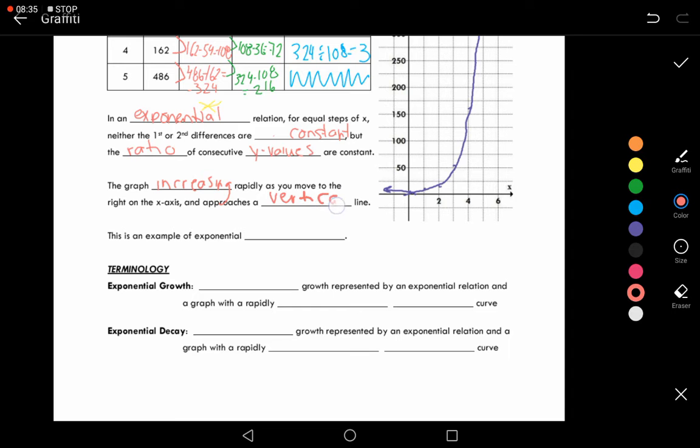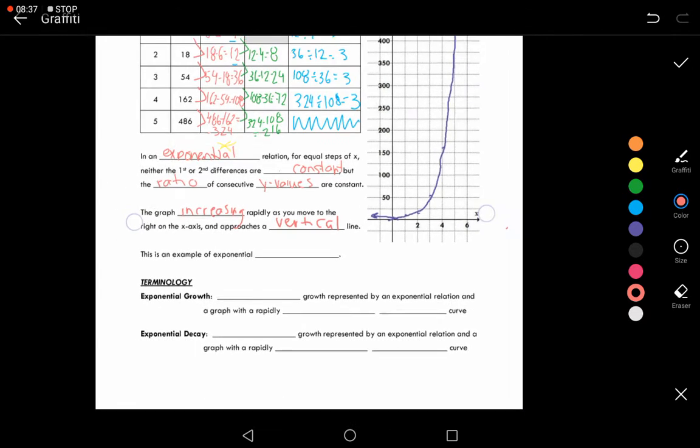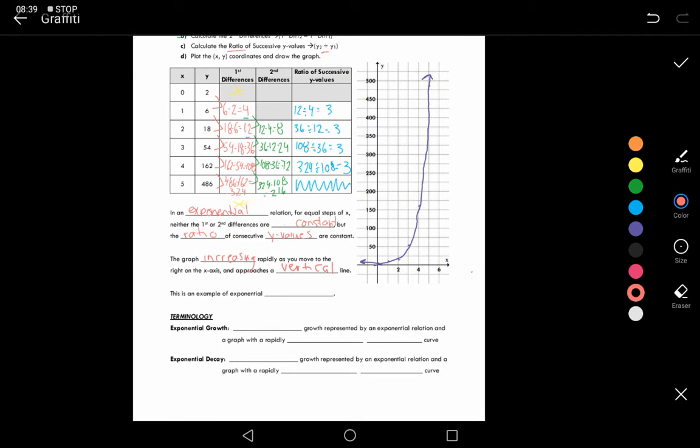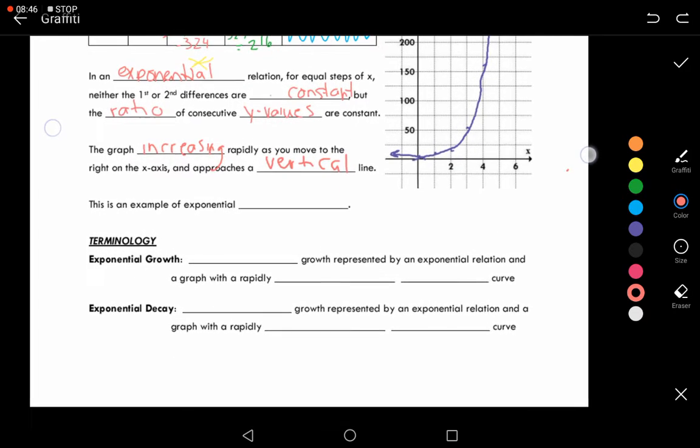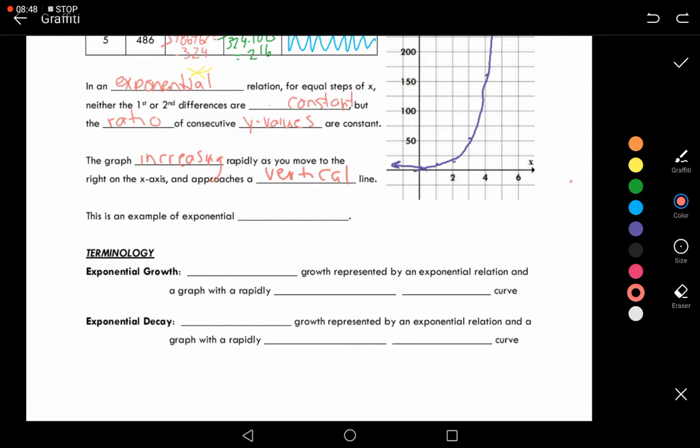It's almost going to become a line that is straight up and down, and we can see that when we get to this part of our graph. It's almost a straight vertical line. Okay, so this is an example of an exponential relation.